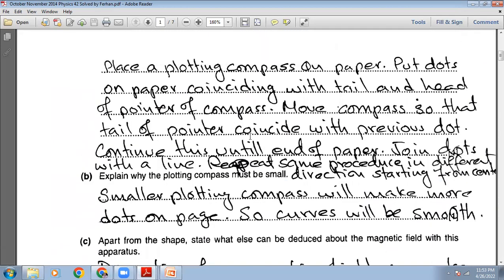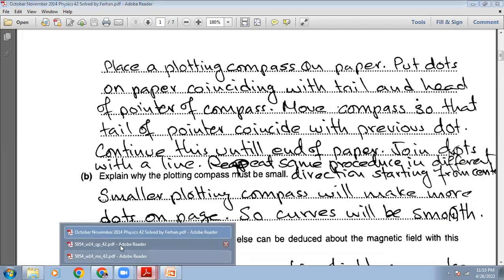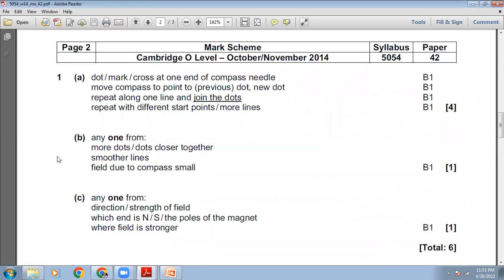So this is what I have written. Place a plotting compass on paper, put dots on the paper coinciding with the tail and the head of the pointer of the compass. Move the compass so that the tail of the pointer coincides with the previous dot. Continue this until the end of the paper. Join dots with a line. Repeat the same procedure in different directions starting from the center of the paper. So this is my answer. Hopefully you understand. Let's have a look at the marking scheme.